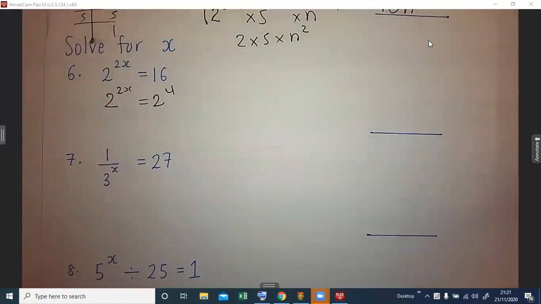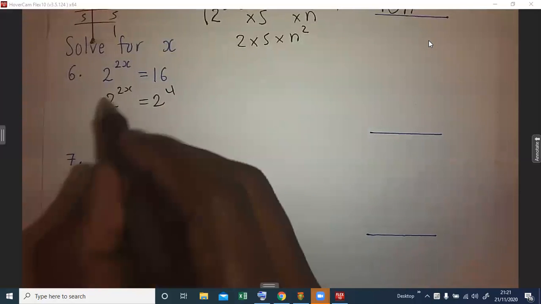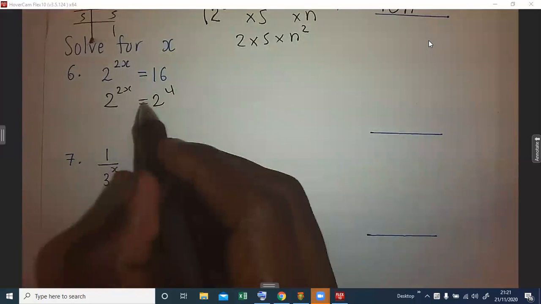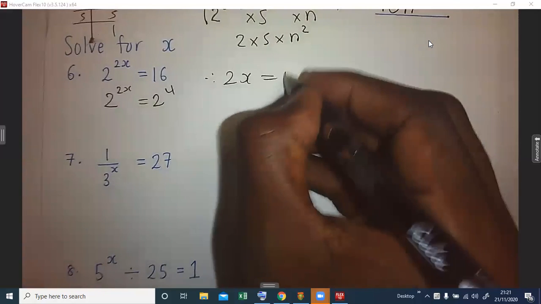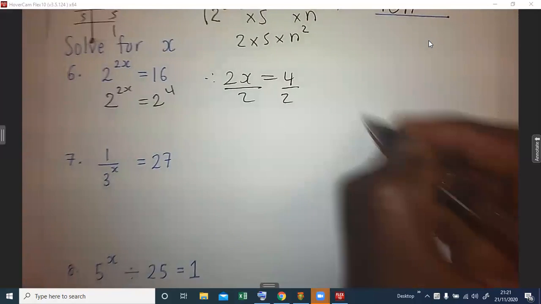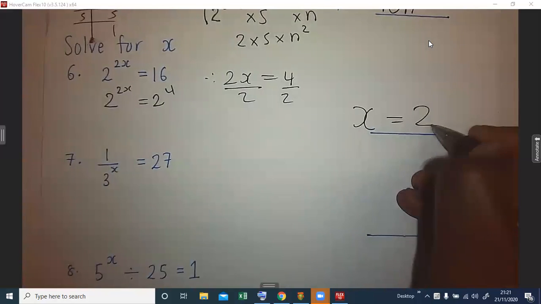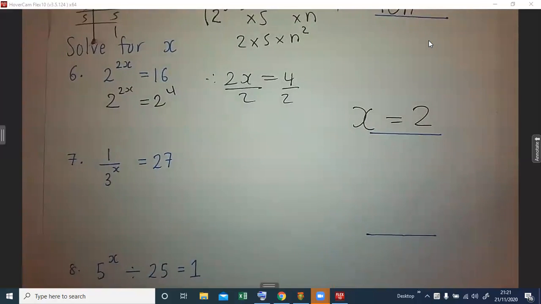So basically, since this side the base is 2, and this side the base is 2, and they're equal, it means even the powers should be equal. So therefore, 2x should be equal to 4. So I divide by 2, I divide by 2, and my x is equal to 2.